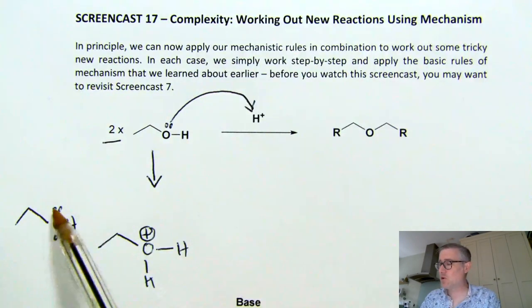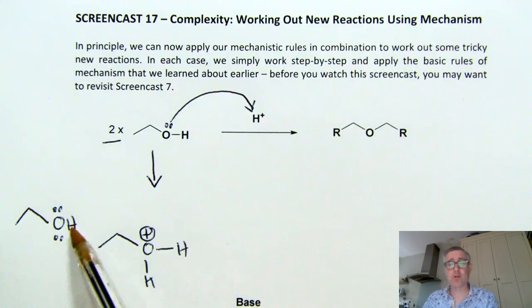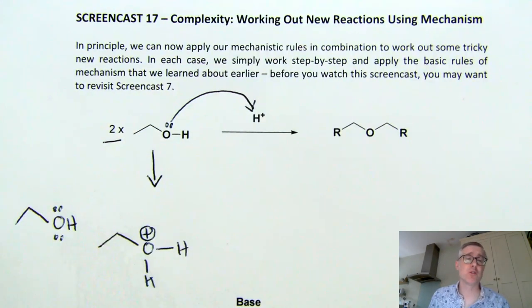If I move the lone pair towards the proton and then push the electrons back to here, all I do is move a proton from this molecule to that molecule. I end up with the two same molecules. It doesn't really move us forwards. It will be happening, protons will be exchanging, but it doesn't move our mechanism forwards.